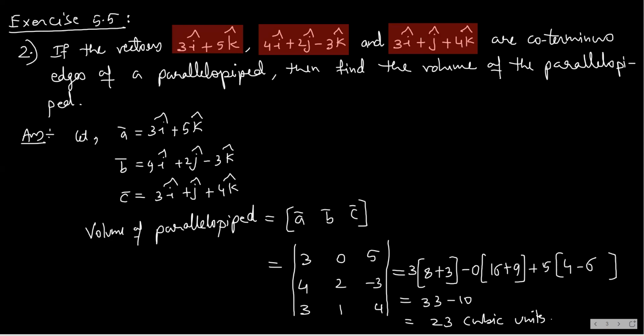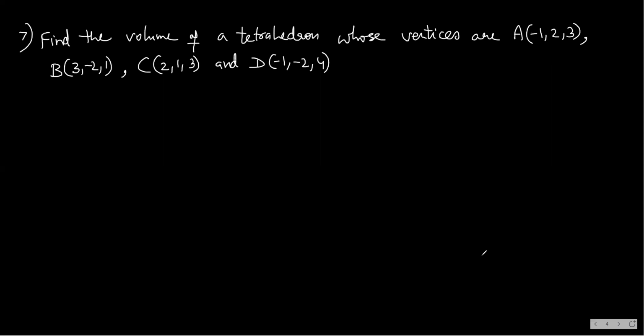I hope you all followed it. So after doing the volume of a parallelepiped, now we have a question where we have to find the volume of a tetrahedron. But in this question, there is a slight difference: they are not giving us the three coterminous edges. Instead of that, what they are giving us is the four vertices of the tetrahedron.